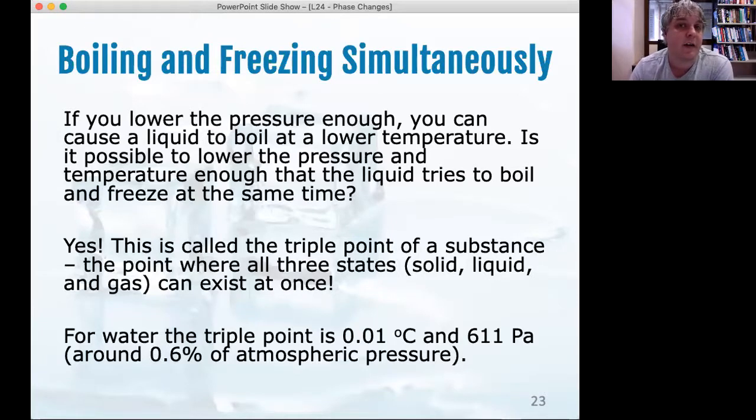The pressure is low enough that it could be a gas, it could also be a liquid, and it's cold enough that it could form a solid. So the triple point is the point where all three states can exist at once. For water, the triple point is 0.01 degrees Celsius, so cold enough to start forming a solid, but also warm enough that it could still be a liquid. But we have to get down to 611 Pascal, 0.6% of atmospheric pressure. We have to get down that low in order for a gas to be able to occur at 0.01 degrees Celsius. But that point does exist, and if you have the right conditions, then you can cause it.